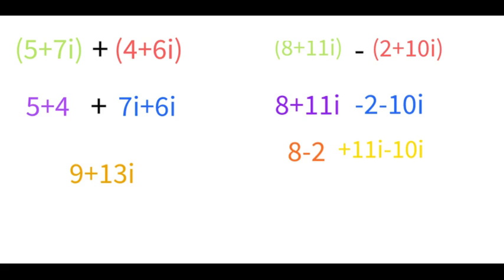This is, again, really easy. 8 minus 2 is just 6, and 11i minus 10i is just i, or 1i. And here's our answer.